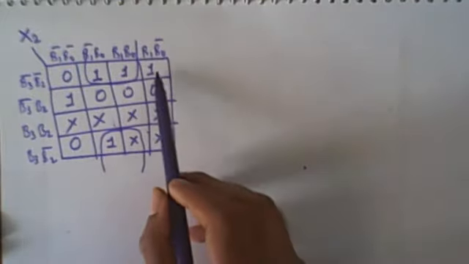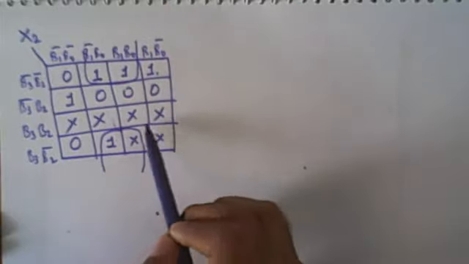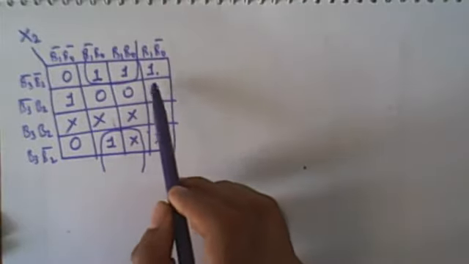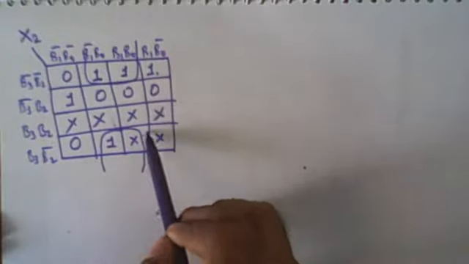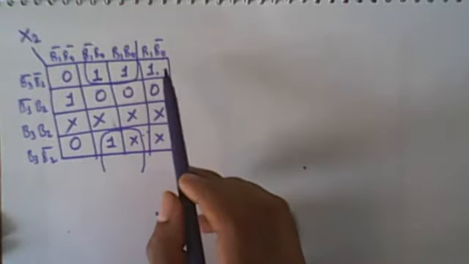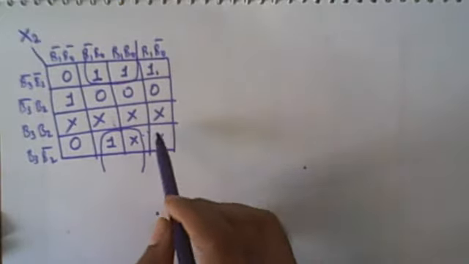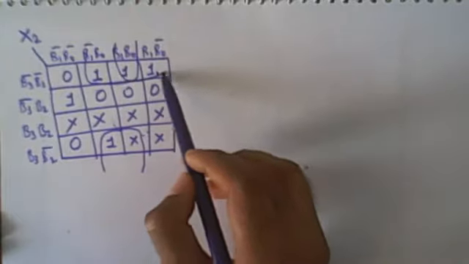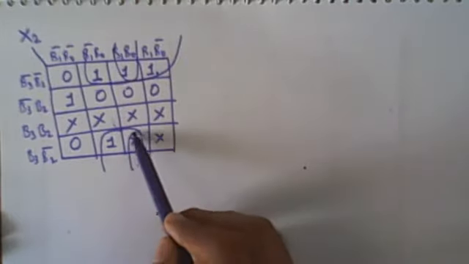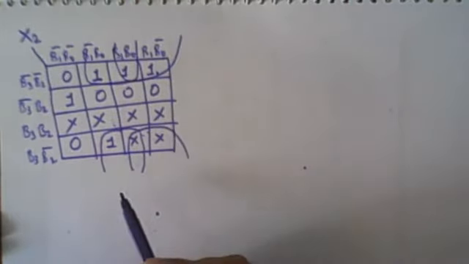Now let me check for this one. Group of 16 is not possible. Group of 8 for this one is not possible. And let me check the group of 4 for this one. Group of 4, yes, this 2 and this 2. Group of 4 is possible.